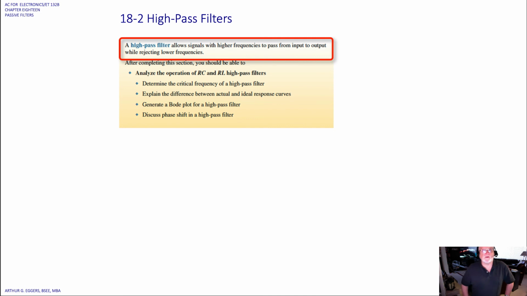So the next section we're going to take a look at is high pass filters. We've looked at low pass filters. Next we move to high pass.